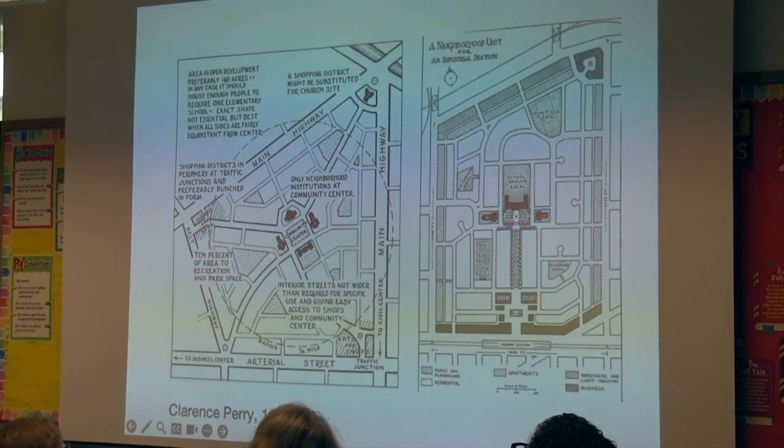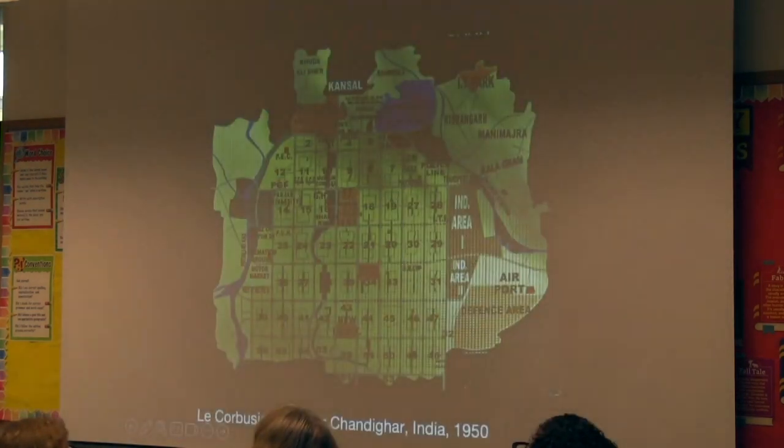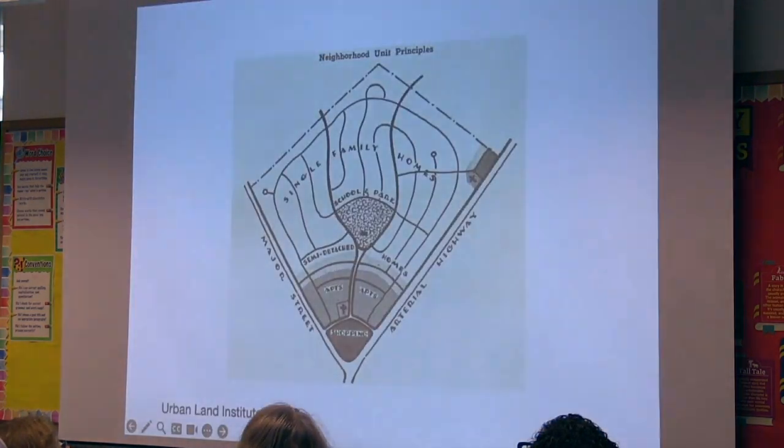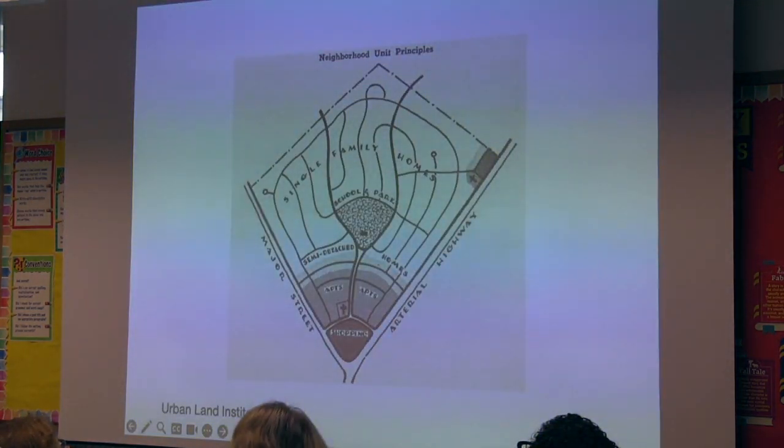And it really caught on, and it went all over the world. Here's a modernist architect, Le Corbusier, doing a plan of Chandigarh, India, based on the neighborhood unit. And lo and behold, the Urban Land Institute gets in the game, and they start pushing this neighborhood unit ideal.